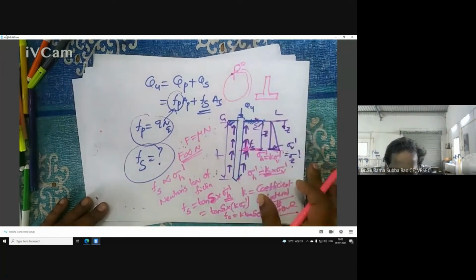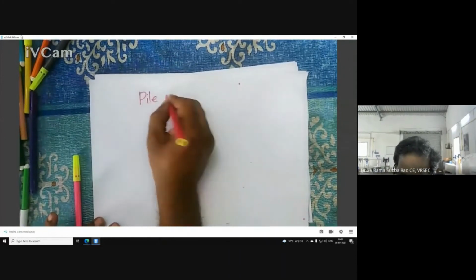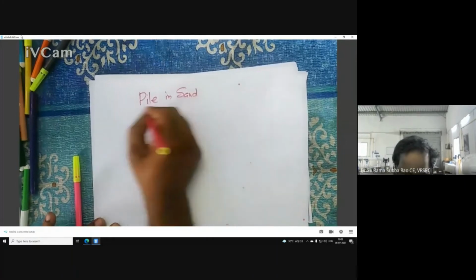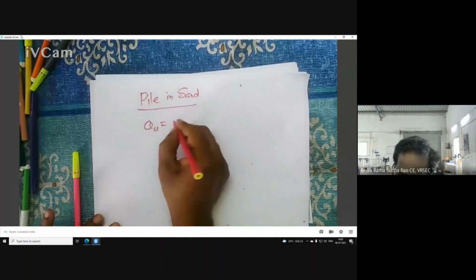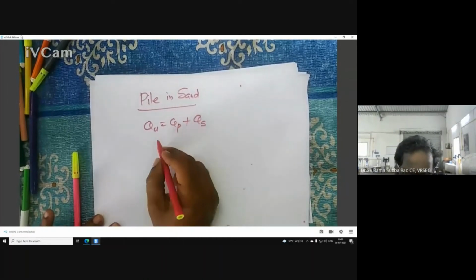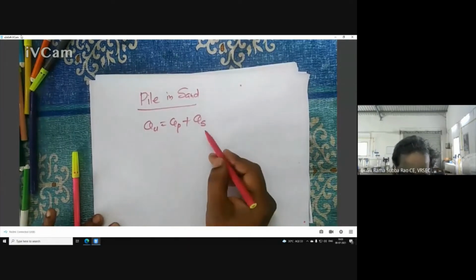So anyhow, let me write the equation. QU piling sand. Now I will write very comfortably. Give me 1 second. I will choose another color. I may not change my color, but I can change the color of this writing. Now you see piling sand. So it's very easy. Now QU is equal to QP plus QS. Ultimate load is a combination of point load, what I say, point end bearing plus skin friction.